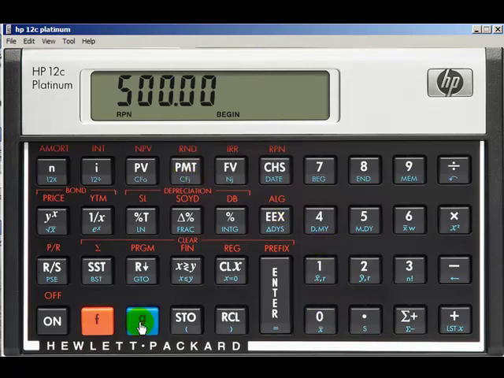And then we're going to go G, begin. What that means is that the payments are going out at the beginning of the period as opposed to at the end of the period. And then we hit the PV button.